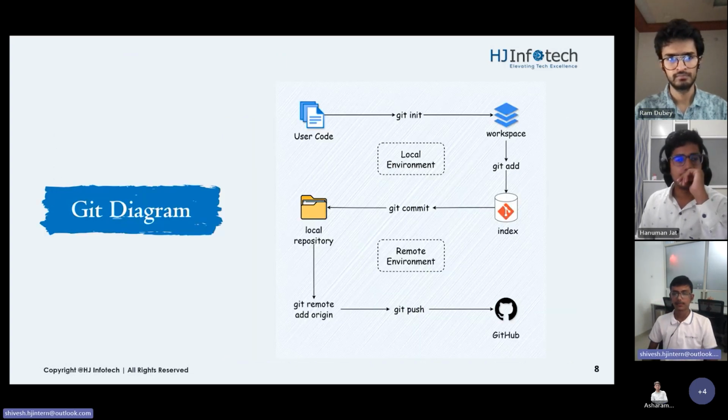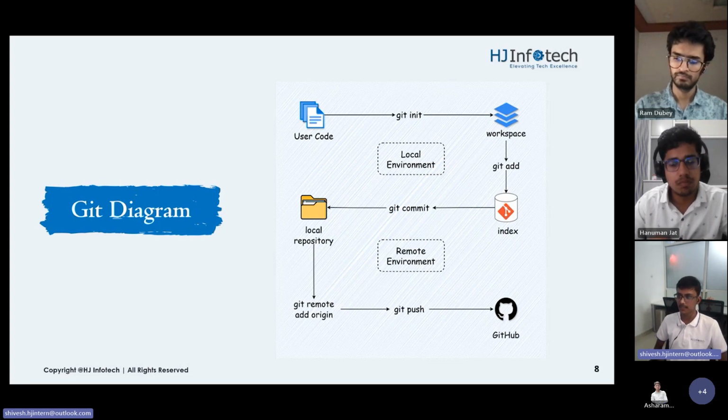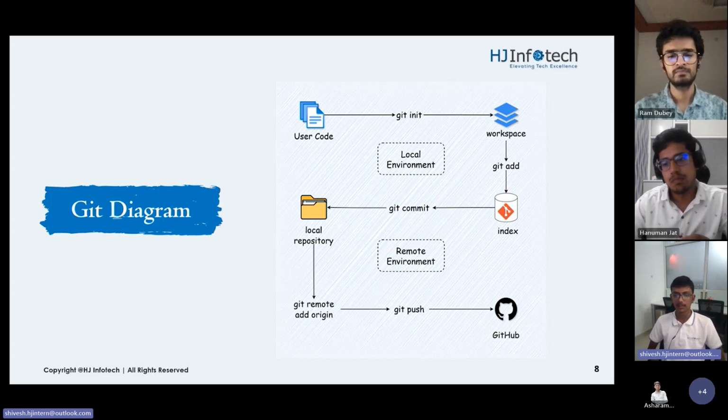So here's the simplified version of the whole architecture, and we're going to perform this diagram in our terminal for a repo. Here it is. There's some user code. We're going to initialize a workspace. Then we're going to add some files in the index. Then we're going to commit it to the local repo. And there's one other command, git remote add origin. Then we git push our code to GitHub directly. Let's see some git commands.